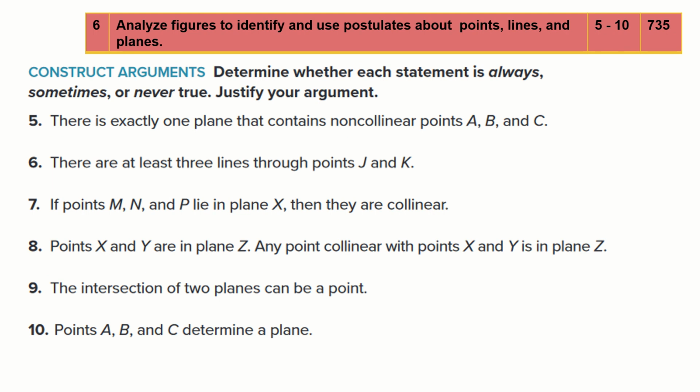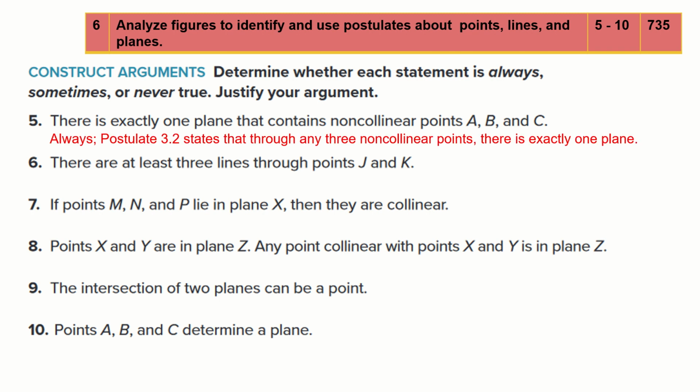Question number 6, it says analyze figures to identify and use postulates about points, lines, and planes. So there is exactly one plane that contains non-collinear points A, B, and C. We need to determine is it always true, sometimes true, or never true. This is always true because we know that there is a postulate that states through any 3 non-collinear points there is exactly one plane.